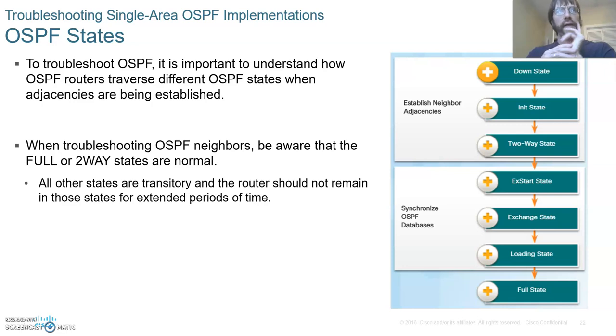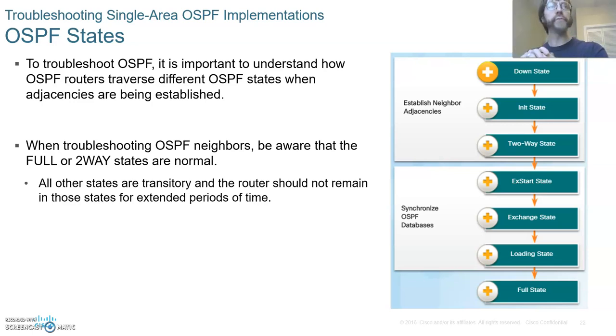Now, that being said, you would not expect to stay in any state except two-way or full for more than a few seconds. And you can actually watch this happen if you have a simulated OSPF network, say in Packet Tracer, and you do clear ip ospf process on all of them. You bring all the interfaces down, and they break their neighbor adjacencies. Then they reform them, and you see them go into the down state, and then init, and load up. If you really want to watch this happen, you can turn on your debug.